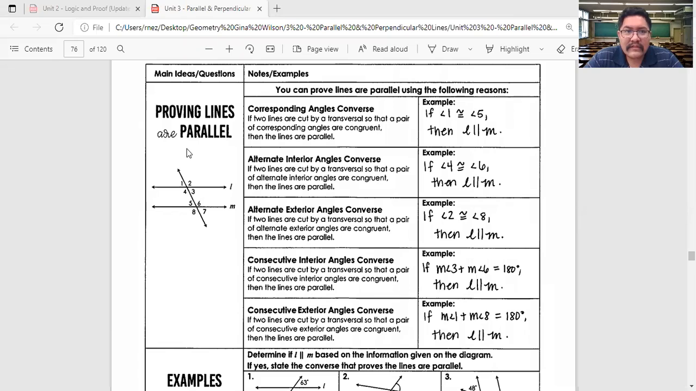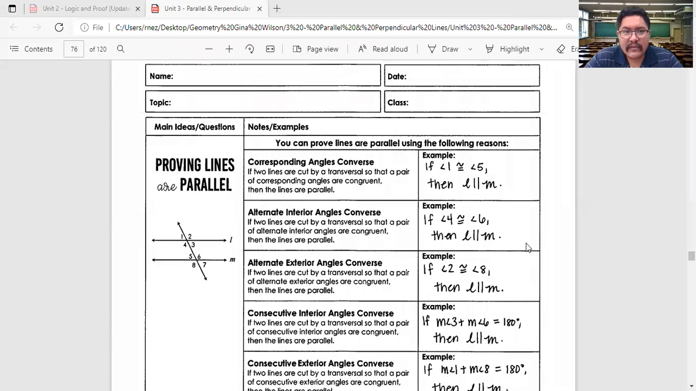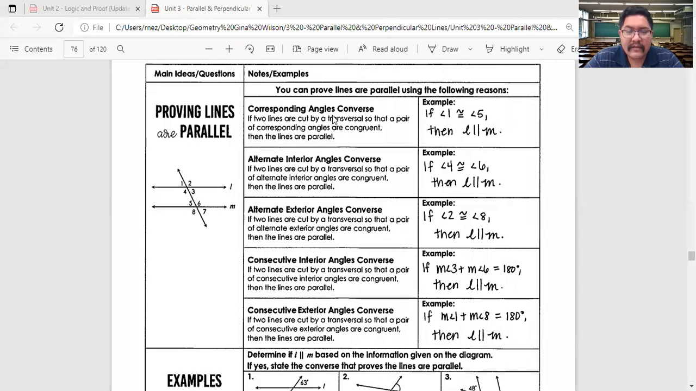Okay, so let's see. Yesterday we worked on parallel lines with transversals. So things that look like this. So remember L and M would be parallel. And what would happen to all of these angles, cut by this transversal? So what we're doing today is we're proving lines are parallel.